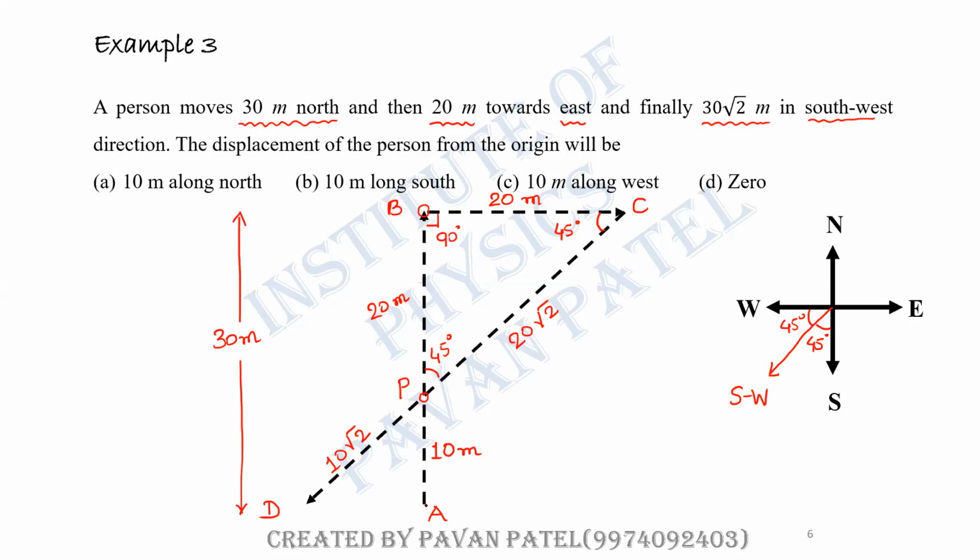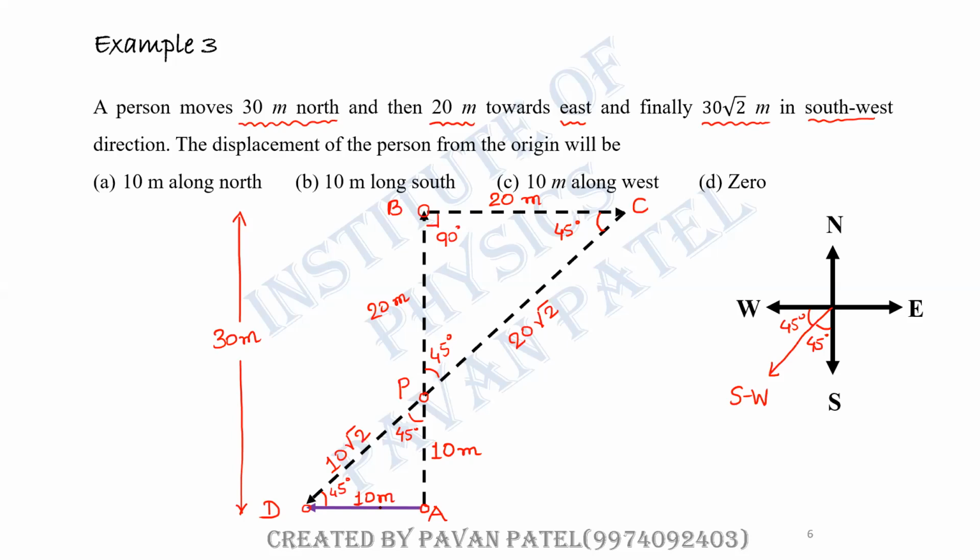And therefore initial position will be A, P, B to C, and C to D is the path for the person, and D is the final position. So displacement from A to D must be 10 meter. It's very obvious because this angle is 45 degree. Of course, angle at the point D is also 45 degree, and AP is 10 meter, AD is 10 meter, and PD is the hypotenuse 10 root 2 meter.